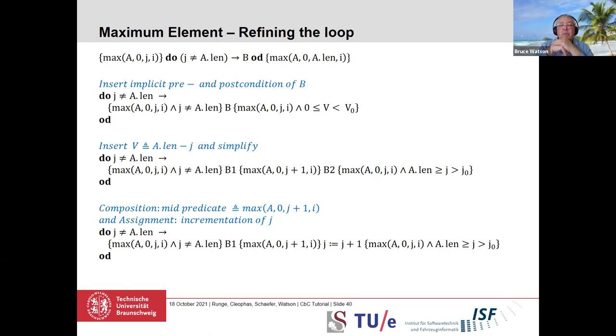And furthermore, then the postcondition of B is again the invariant. We'd like that to be true. And furthermore, we would like our variant to have monotonically decreased from value V subscript zero, which is what it was at the beginning of the loop iteration. So we'd like to be making monotonic progress and be able to prove that.